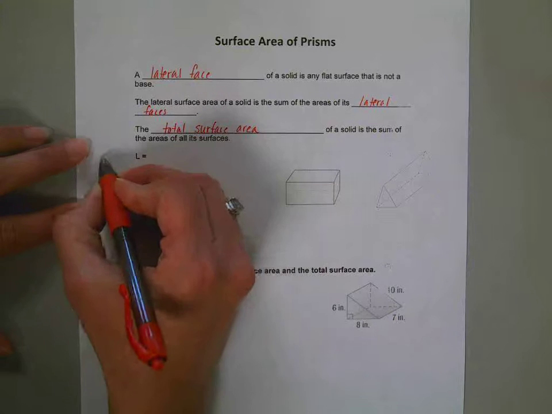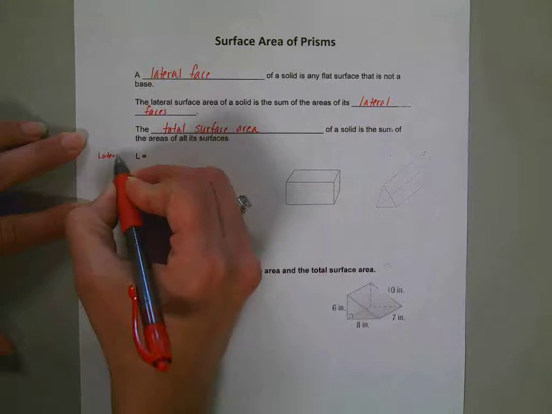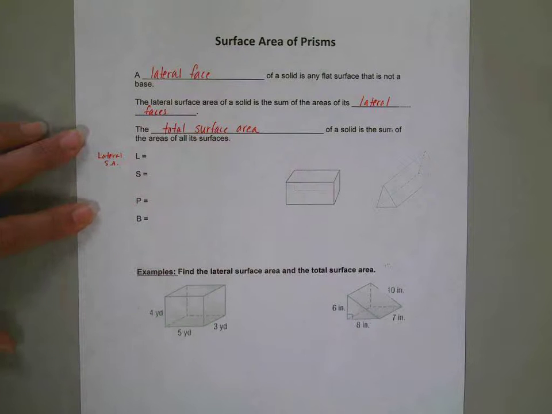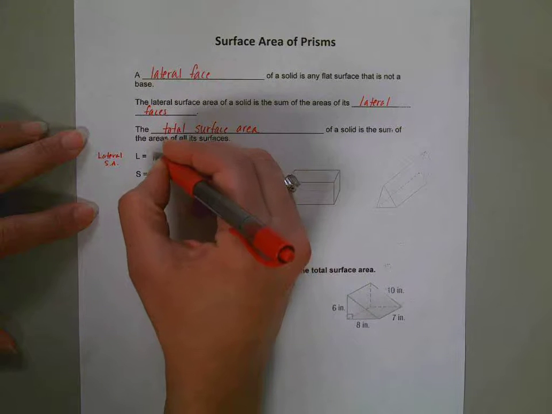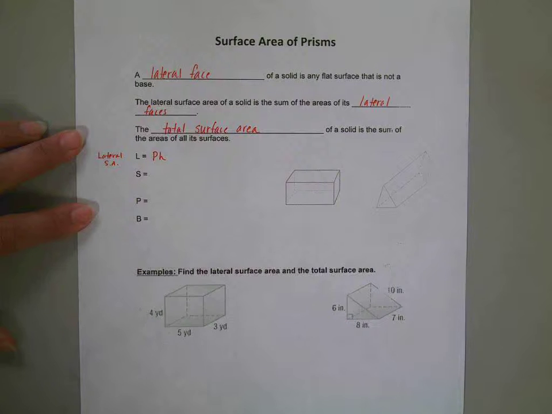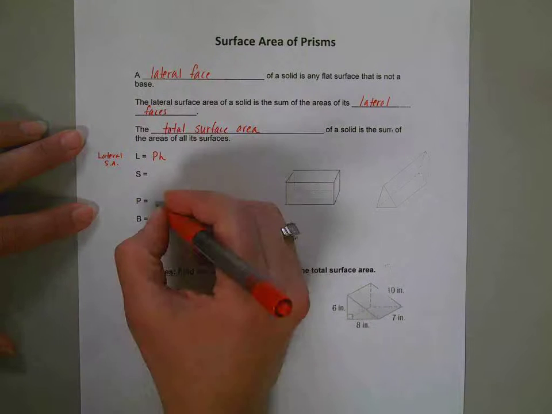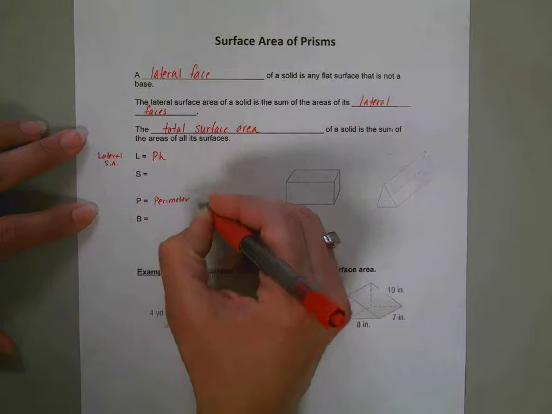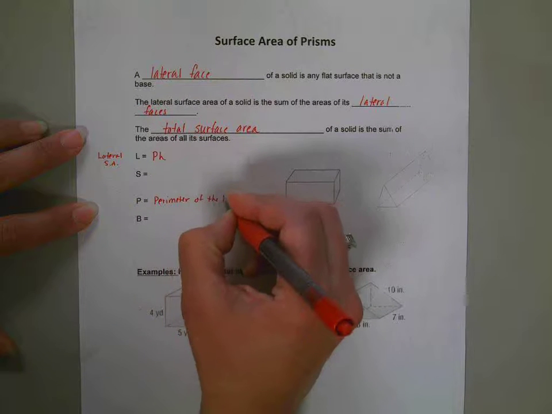L is going to be our lateral surface area, and I'm going to abbreviate it. Okay? And that formula is PH. That P is going to represent the perimeter of the base.